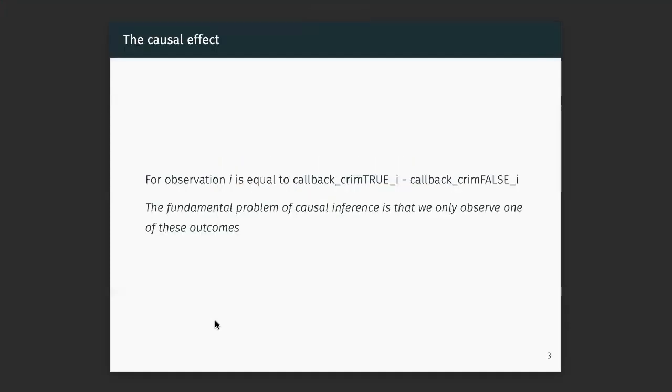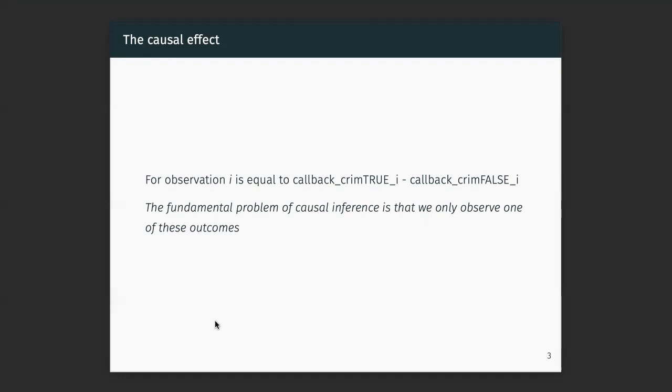Okay, so the causal effect, or the sample average treatment effect, the true causal effect for observation i, is equal to the callback for crim true minus callback for crim false for subject i, right?